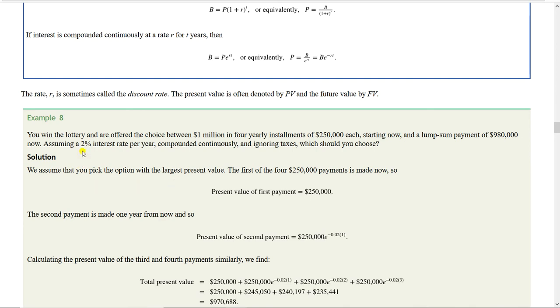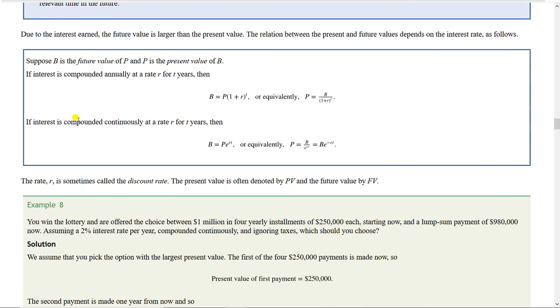And assuming that you get 2% interest rate per year, compounded continuously, and ignoring the taxes, which method or which payments should you pick? You take it now for $980,000 or $250,000 each for 4 times. So in order to decide which one you should pick, we have to compare either the present value or the future value. So you must pick one way, either the present value, and then compare that for both of the payments, or choose the future value and then also compare the two ways that they offer you.